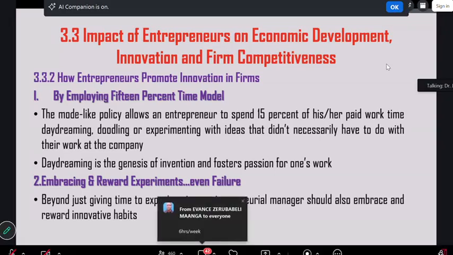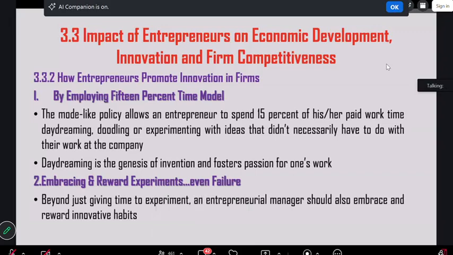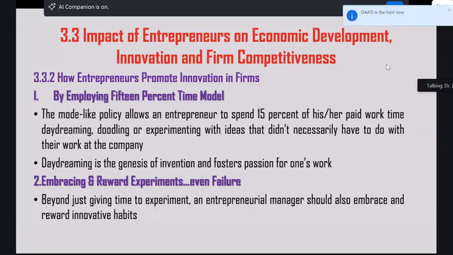So the second one is by embracing and rewarding experiments, even failures. So beyond just giving time to experiment, entrepreneurial managers should also embrace and reward innovative habits. Lazima waweze kuembrace as well as reward. Kwa mtu ambaye anakuja na kitu hata kama kimefail, lazima umtie moyo na kumtia nguvu kwamba alichokifanya sio kazi bure.